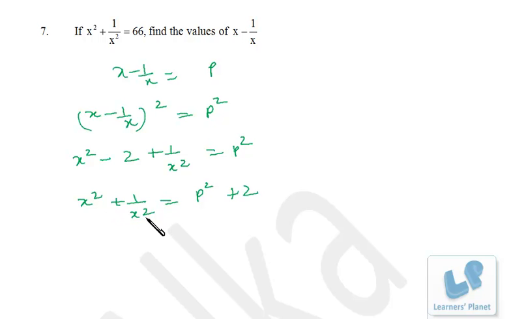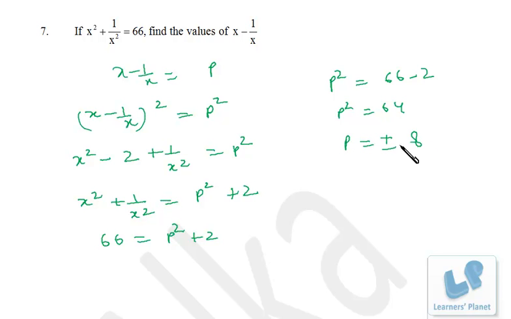Now x² + 1/x² is what? 66, right? So 66 is equal to p² + 2. That means p² is equal to 66 − 2. That means p² is equal to 64. That means p is equal to plus minus 8. Now what p is? It's x − 1/x. So the value of x − 1/x will be either 8 or −8, right? So the procedure is very simple once again, right? Let's take one more problem.